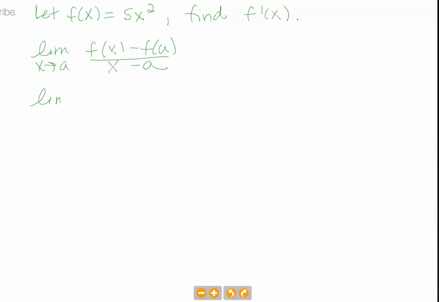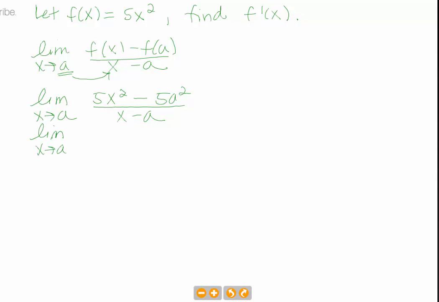Now I'm going to see what I've got. I've got the limit as x goes to a. Again, it's a limit, so I'm going to try to plug in a. When I try to plug in a up here for x, I get a minus a on the bottom, which makes the denominator undefined. Now f of x from up top is just 5x squared. f of a is just simply plugging in a for x, so it's 5a squared, all over x minus a. Again, I try to plug in a, and I'm getting a denominator that's undefined. So let's do some algebra.